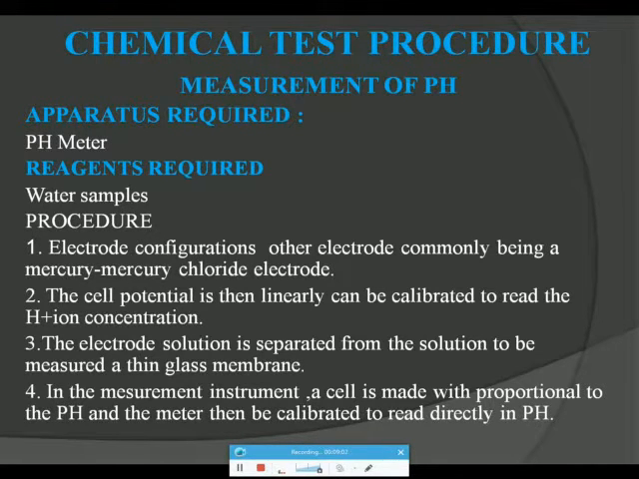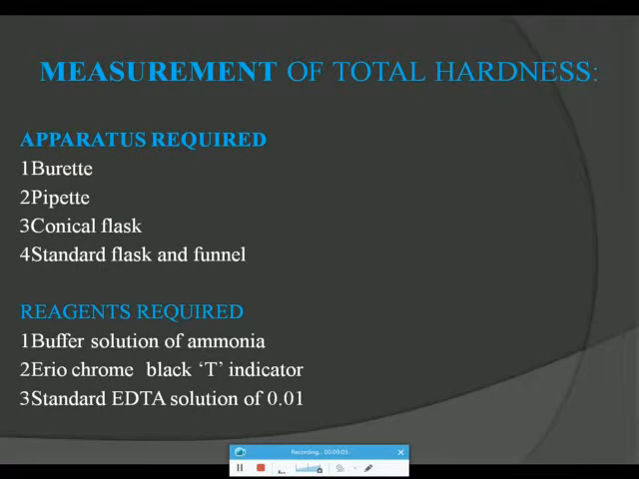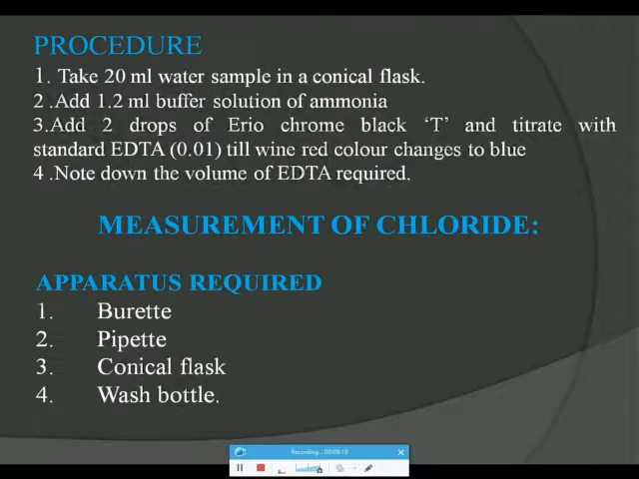Measurement of total hardness. Apparatus required: burette, pipette, conical flask, standard flask and funnel. Reagent requirement: buffer solution of ammonia, Eriochrome Black T indicator, standard EDTA solution of 0.01 M. Procedure: take 20 ml of water in the conical flask, add 1-2 ml of ammonia buffer solution and 2 drops of Eriochrome Black T, and titrate with standard EDTA, 0.01 M, till the wine red color changes to blue. Note down the volume of EDTA required.